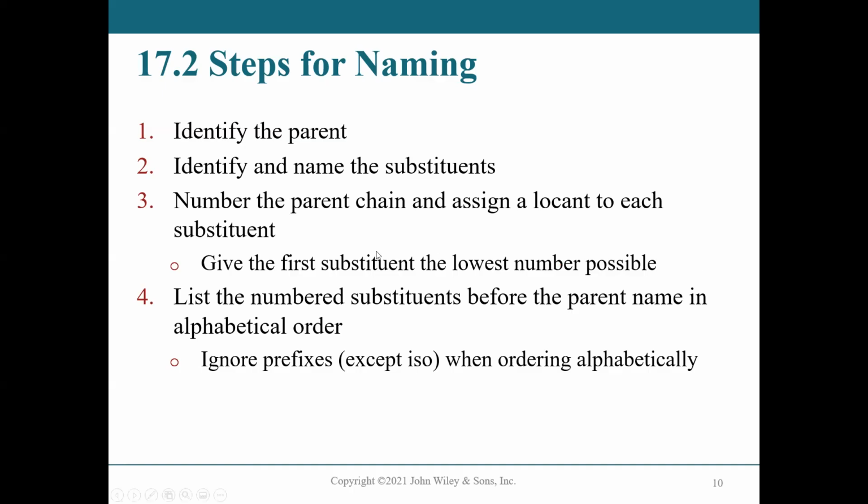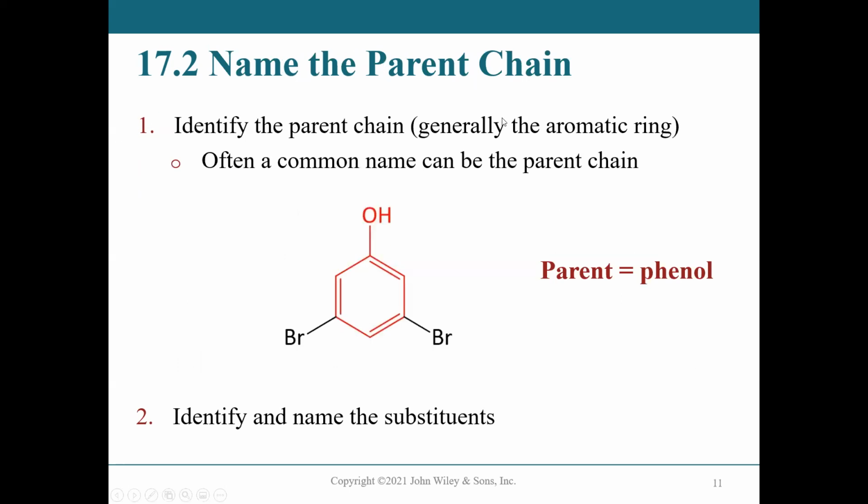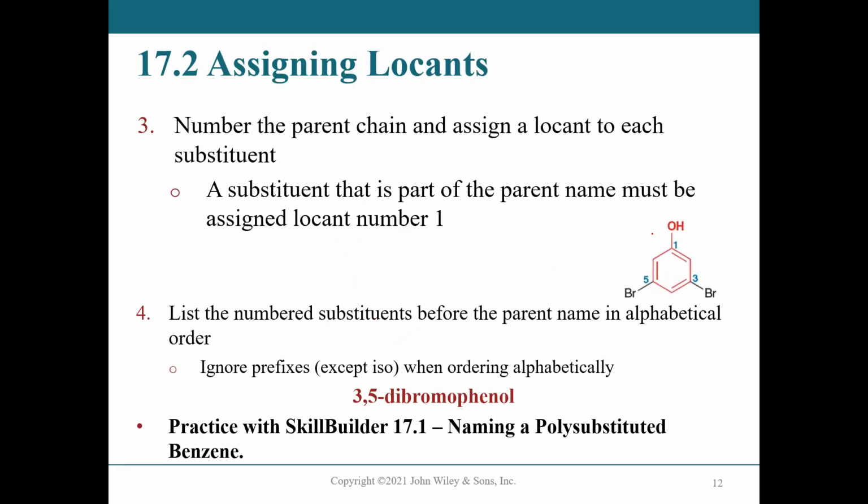All right. So here, we have the parent is the phenol. At the 3 position and the 5 position, we have bromines. So this would be 3,5-dibromophenol. Either way, if you go clockwise or counterclockwise, it's the same thing. They just chose to go clockwise.